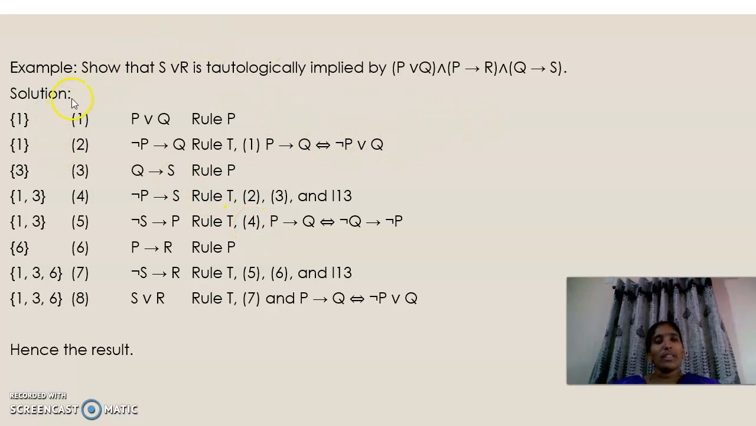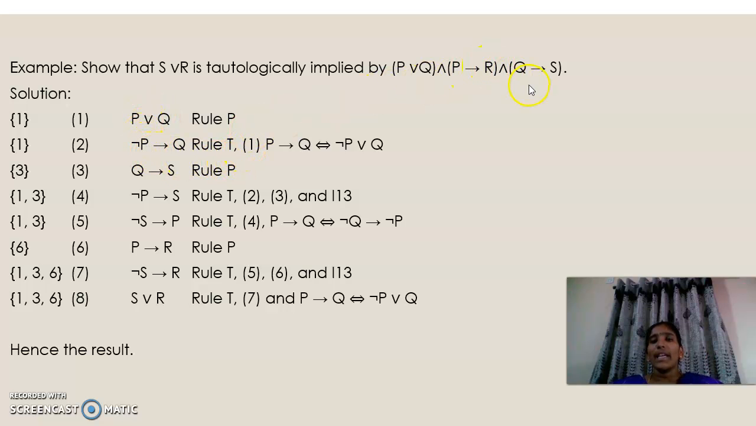And the next problem is: show that S or R is tautologically implied by these premises. Okay. In the earlier problems there was only one formula, comma, another formula, like that. But here we have P or Q, P conditional R, and Q conditional S. So we have to divide it. P or Q is one premise, P conditional R is another premise, Q conditional S is another premise. So first I can take P or Q. It is rule P. And simply I can write negation P conditional Q. How can you write this one? By using P conditional Q is equivalent to negation P or Q. This is rule T. By using this one you write down the new formula, that is rule T.